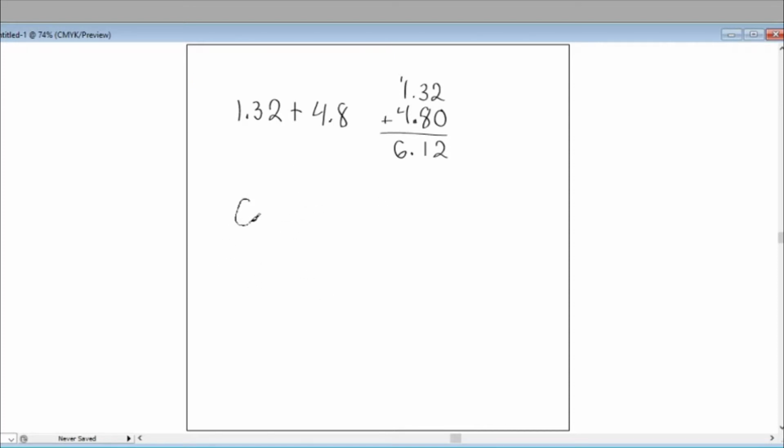Let's say 6.49 minus 3.27. Okay. So, same thing. We need to line up our decimal places. So, 6.49 minus 3.27. Everything lines up.